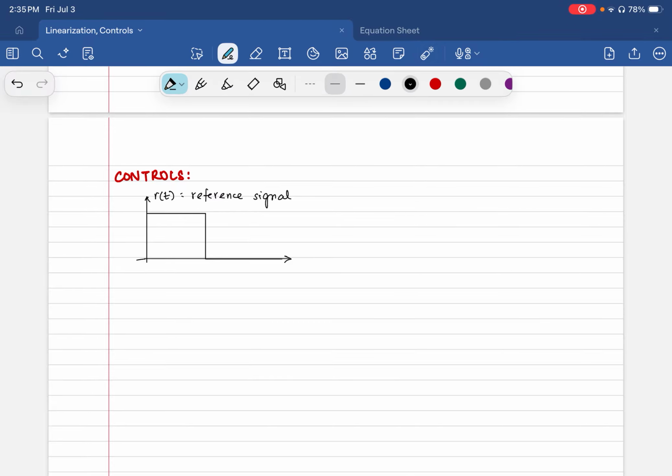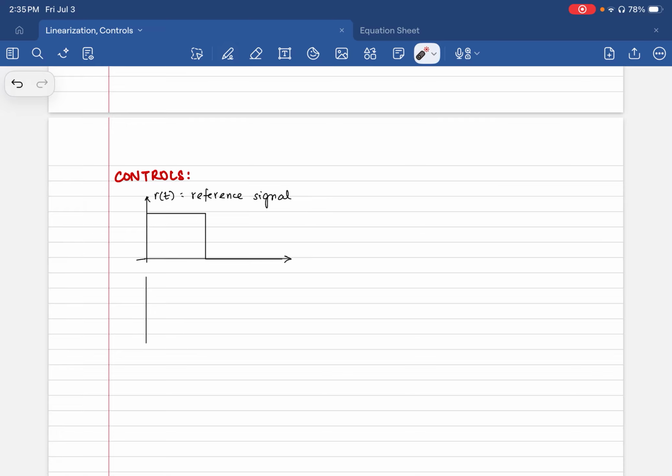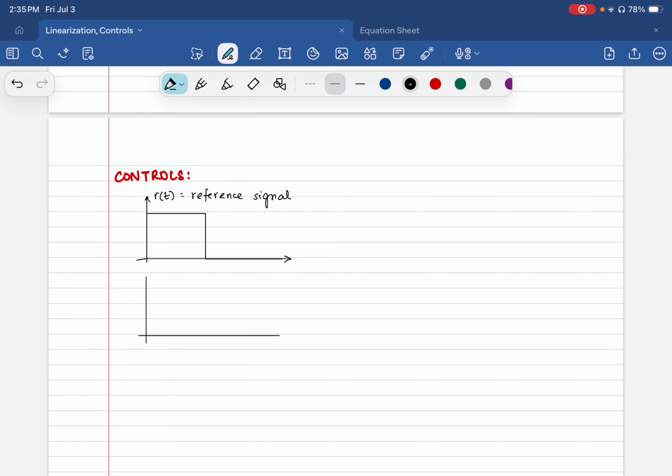In reality, the way that the system behaves is most definitely going to be different from this because the system cannot go from 0 to some finite value in 0 time. So in reality, your system might behave perhaps like this, or it may behave like this.